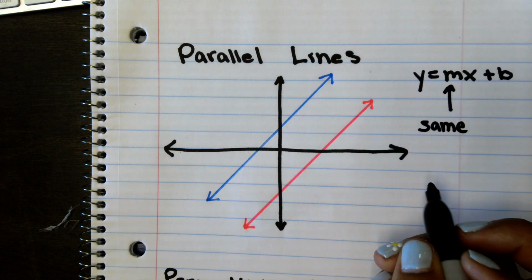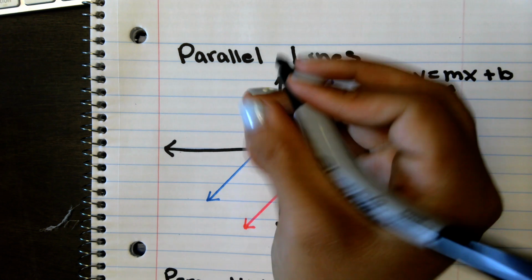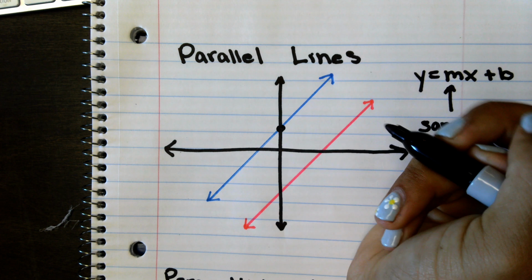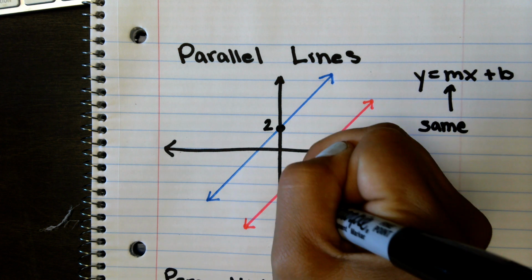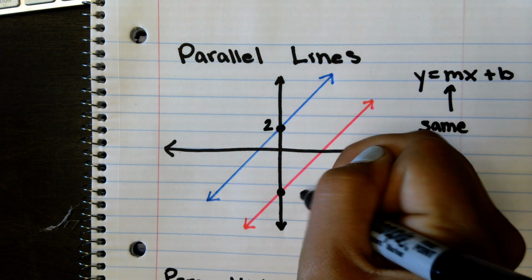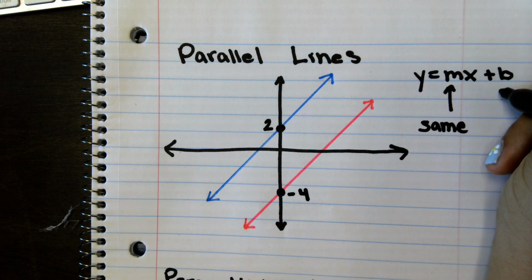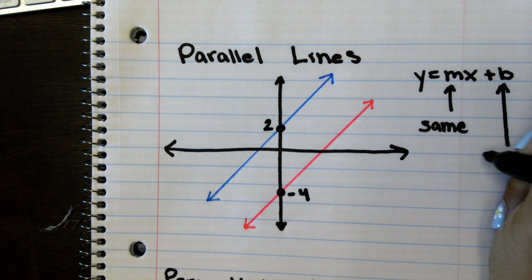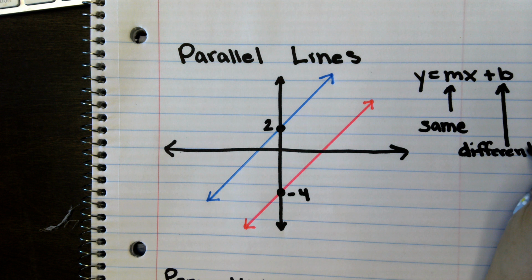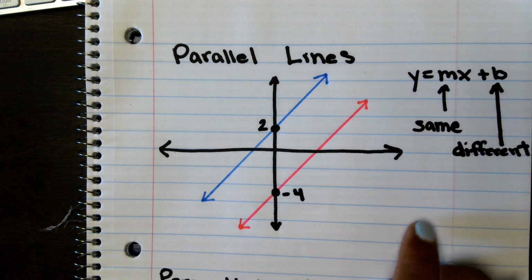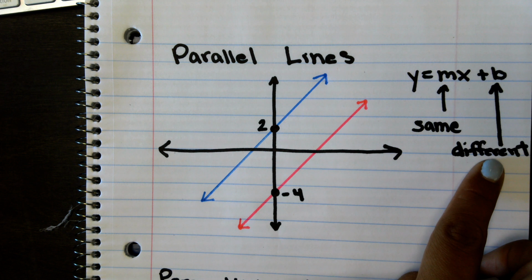Now, what about their y-intercept, or where they cross the y-axis? Well, this one crosses the y-axis here, maybe at 2, let's say. And this one crosses the y-axis down here, let's say at -4. So their y-intercepts will absolutely be different. So when you're looking at the equations of parallel lines, their slopes will be the same, but their y-intercepts will be different.